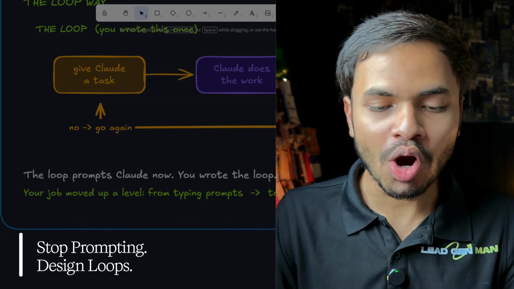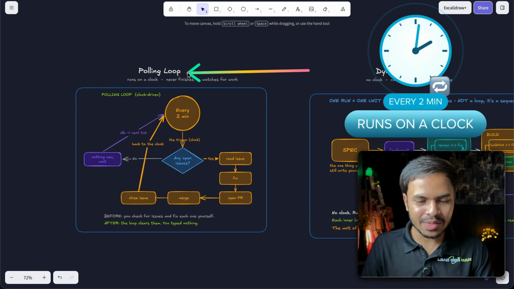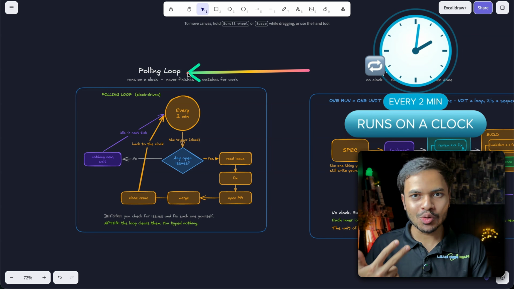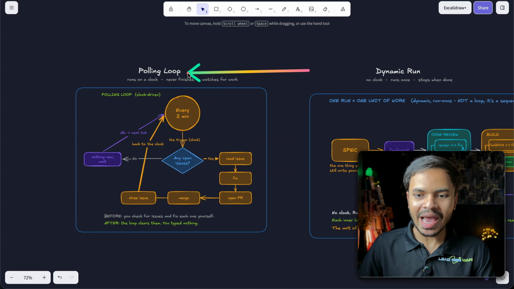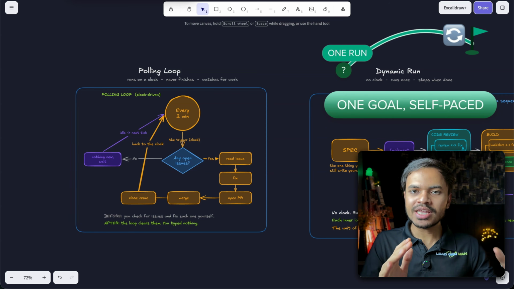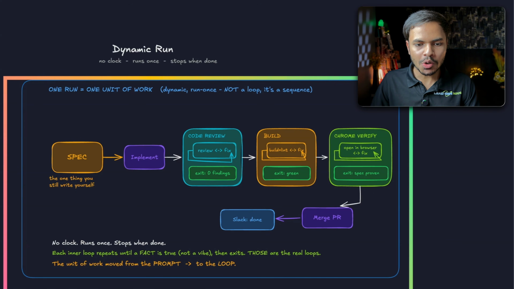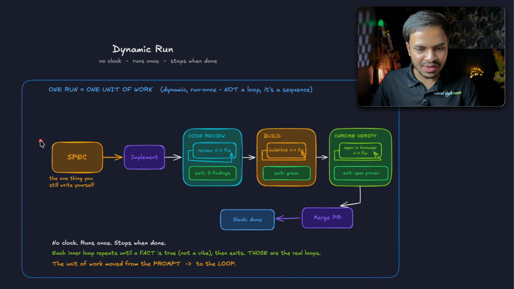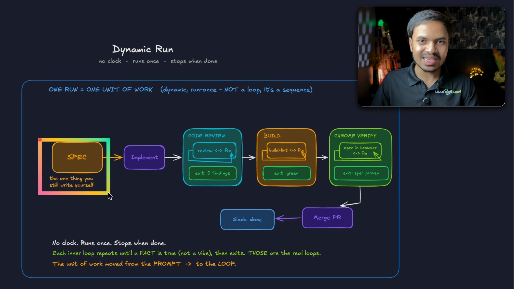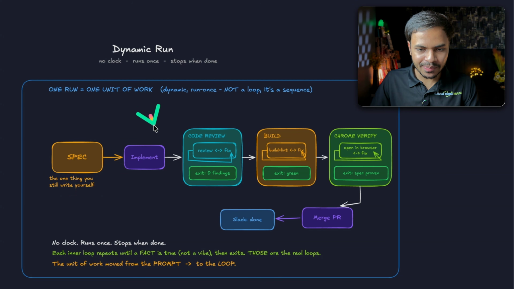So let me give you 2 concrete examples of loops. First, we have polling loops, which basically means that every 5 minutes or every 2 minutes, you run this loop. And second is dynamic loops, which is, hey, you have this final end goal that you have to reach and figure out all the ways you need to do. So here we have our dynamic loop where we will just give it a spec or a feature request. Let's say we want to build a landing page for my website, and then it will implement.